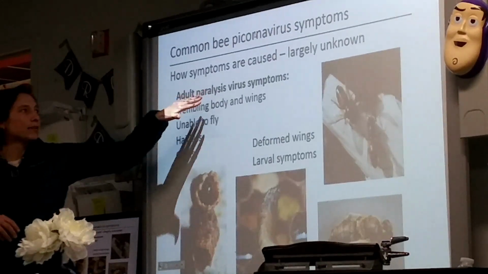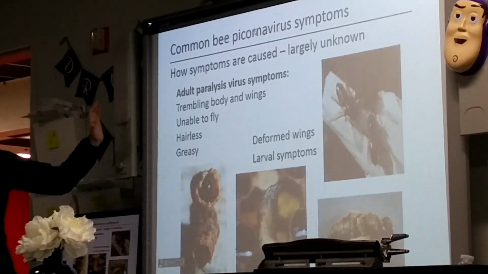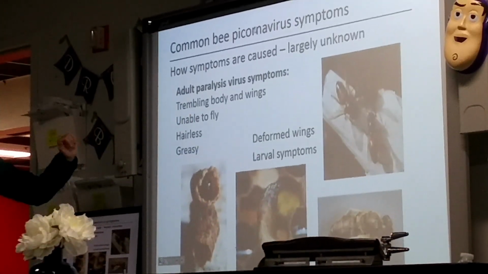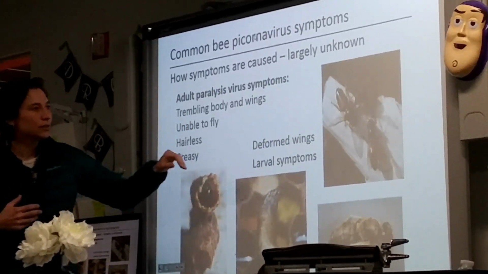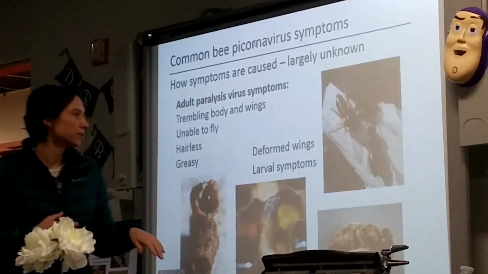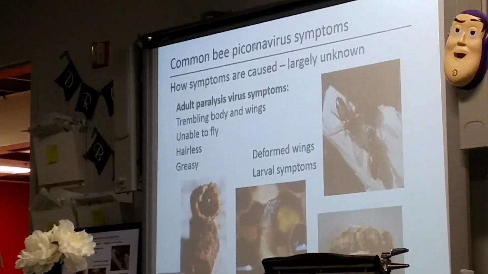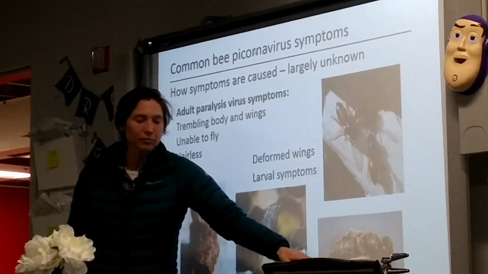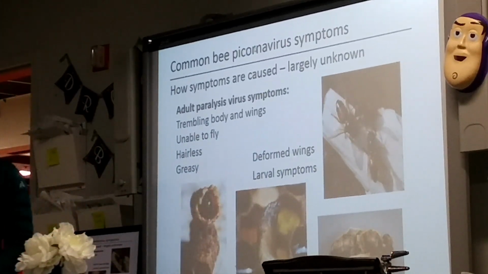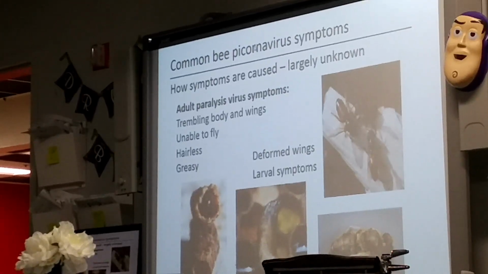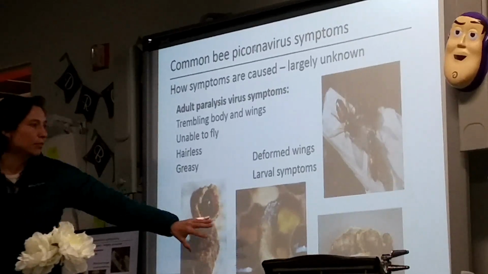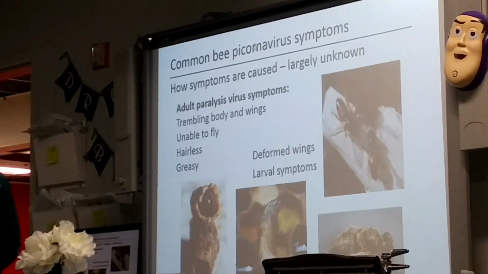But paralysis viruses all have some similar symptoms: trembling body and wings, an inability to fly, and this hairless and greasy look that you can see in these bees here. Deformed wings is, of course, a telltale sign of deformed wing virus, and a lot of you have probably seen that. That's a very common virus that's vectored by varroa mites. This is a picture of black queen cell virus and sac brood virus, which are more rare.